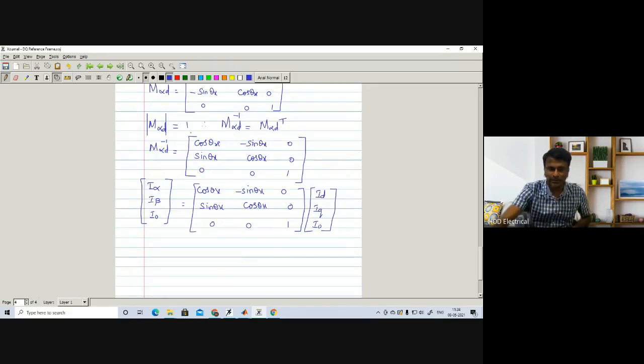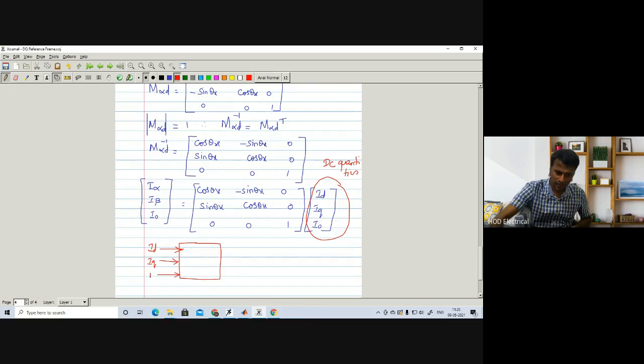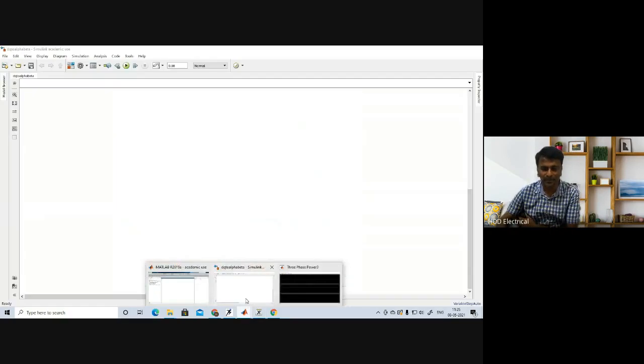Already we know these quantities, right? ID, IQ are DC quantities. So now in our block we have to give what is ID, what is IQ, what is I naught. This block has to convert that into I alpha, I beta, I naught. So now let me share my MATLAB file.